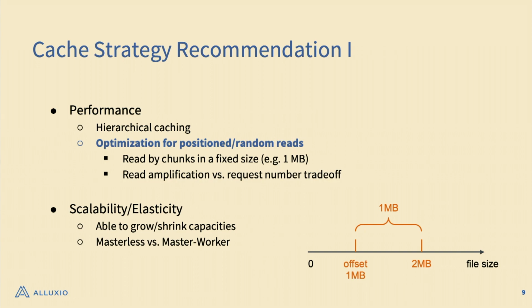Another key point is about scalability and elasticity, because we want to let the cache fit these two different scenarios, scenario A and B. In that case, we need to give the cache the ability to grow or shrink capacity. At the same time, there are different design principles for that, different architectural designs. One is masterless, and the other is the master-worker kind of pattern. Those are two different patterns, and we may use either of them in the cache to serve different needs.